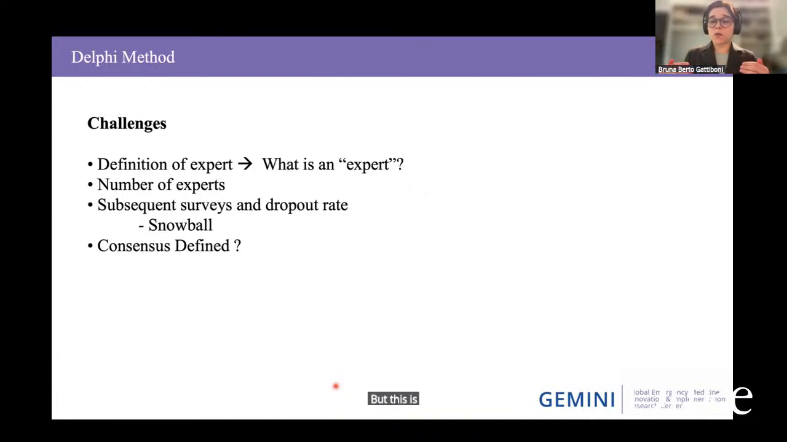But this is so difficult to do, because sometimes when you need to have so many rounds and so many surveys, the specialists agree not because they reach a consensus, but because they are tired of answering these surveys. And this is really difficult, but we can stabilize these percentages of consensus, and this could help you in the research.